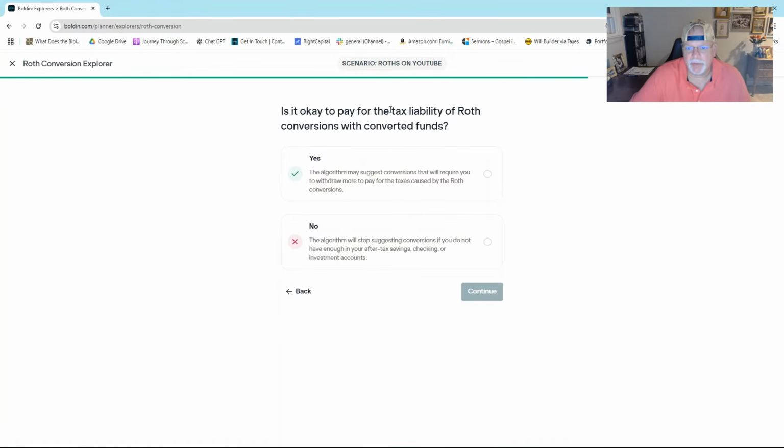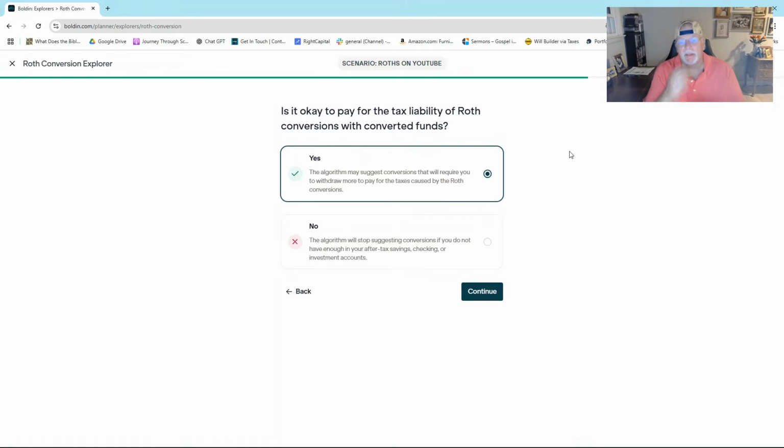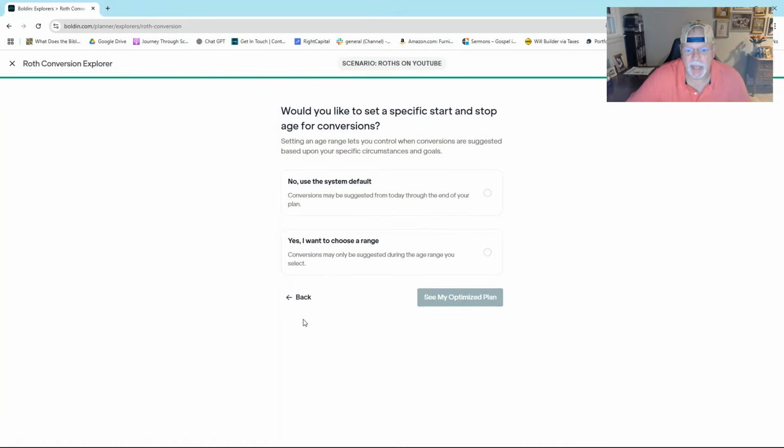Is it okay to pay the tax liability of Roth conversions with converted funds? Absolutely. As a matter of fact, that's kind of how I'm going to have to do it. This is a great question because when I withdraw from my Roths, I don't have that much cash sitting around. I do, but I need it to cover healthcare and stuff like that. So I'm going to say yes, it's okay to pull it from the conversion itself. I actually love that.